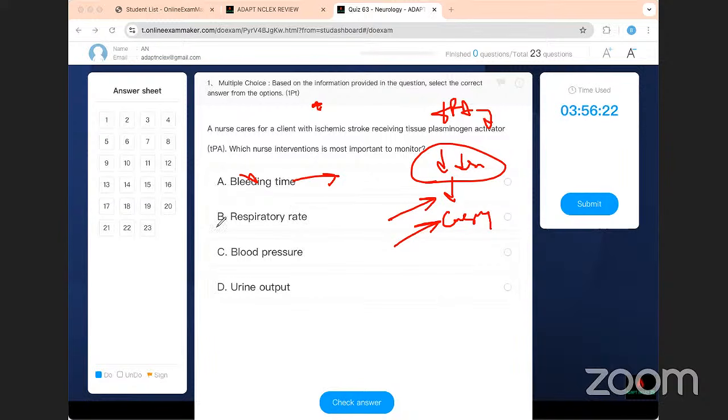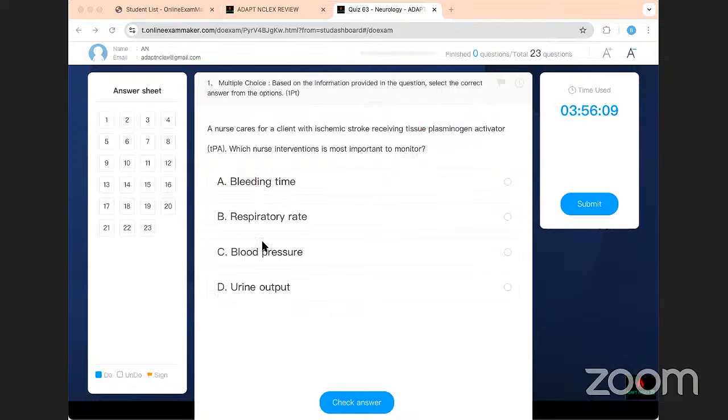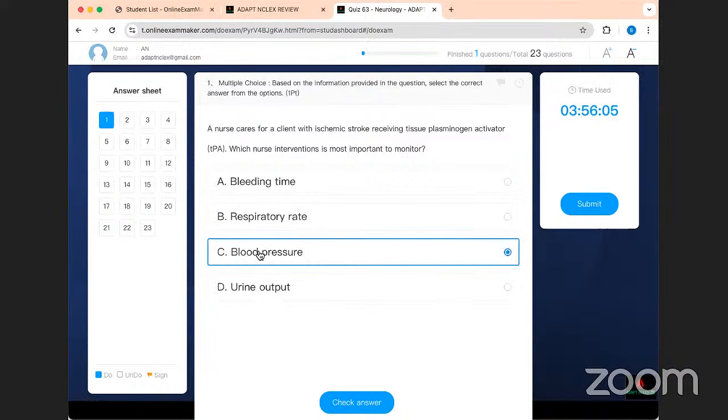The respiratory rate, this medication does not affect your lungs. It does not affect your urine output. Even if it's going to affect your urine output, it's related to your blood pressure. So you see all the answers are interconnected. So what you're going to check is your blood pressure. So that's the most important.